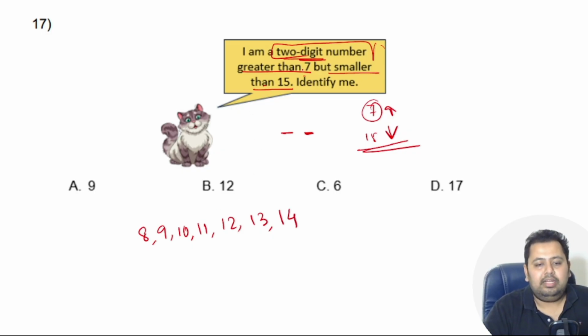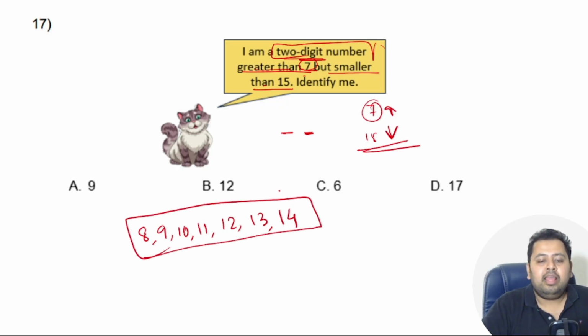You can have only these many numbers, right? And out of these, it also says two-digit number. So 8 is a single-digit number, 9 is a single-digit number, so it cannot be either of them. So it has to be either 10, 11, 12, 13 or 14.